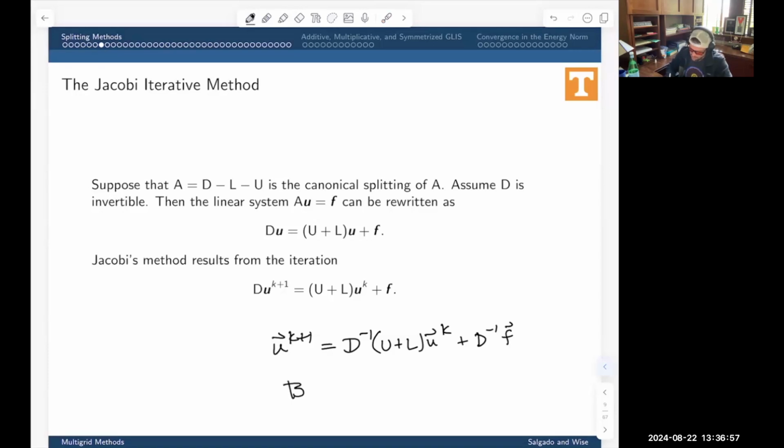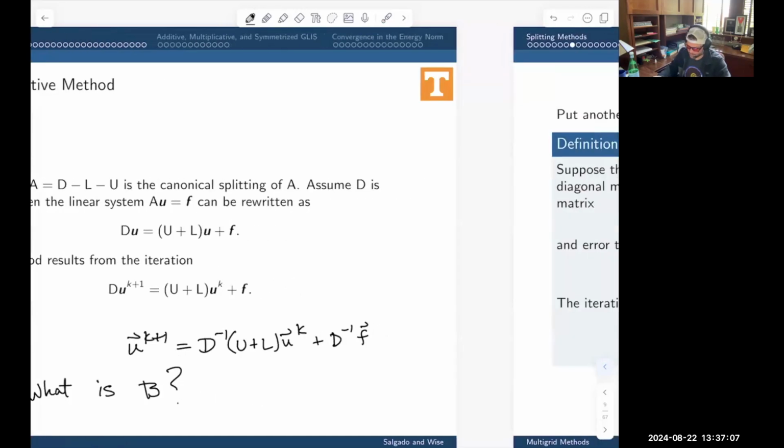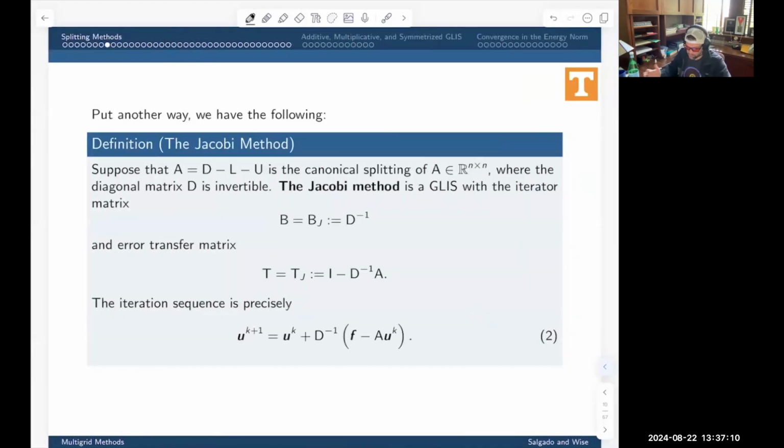Well, what we would need to identify is B, or we need to say what is B in this case. All right, so that's the next little easy thing to work out. So for the Jacobi method, it turns out the iterator matrix B is just equal to D inverse. I don't think I worked that out there, but you can work it out easily. I'm going to leave that as an exercise.